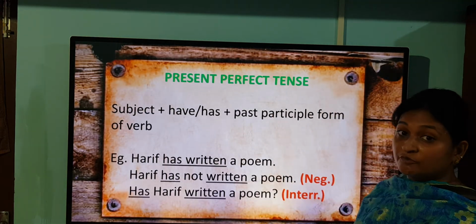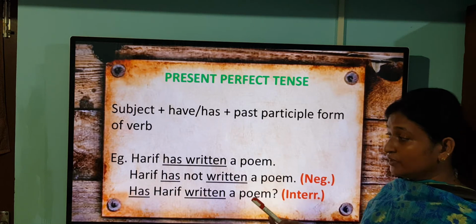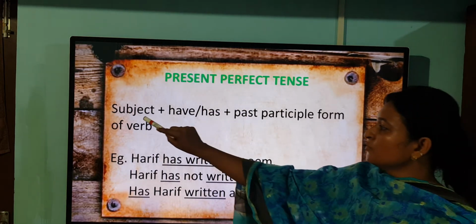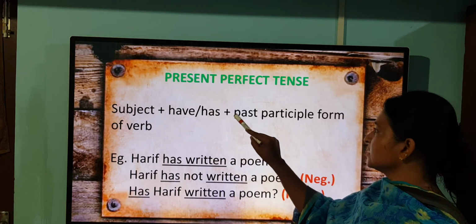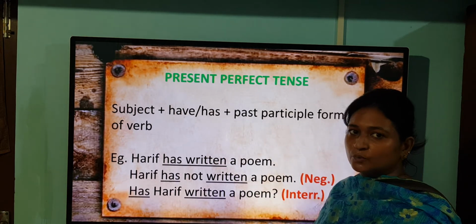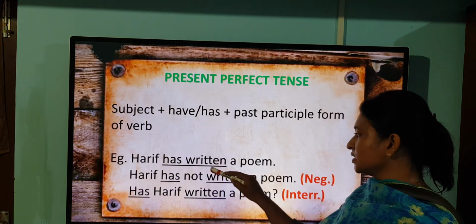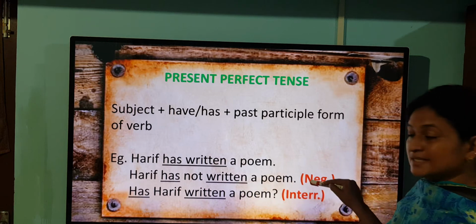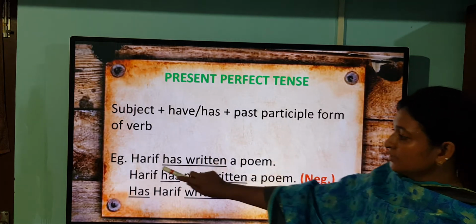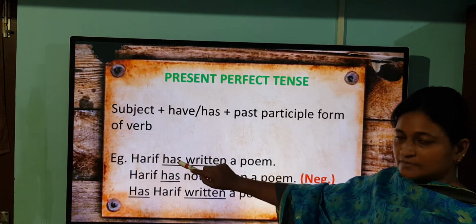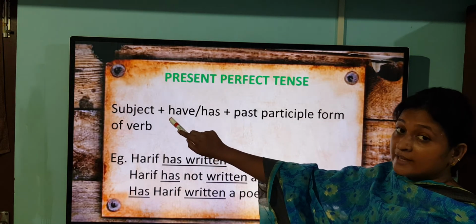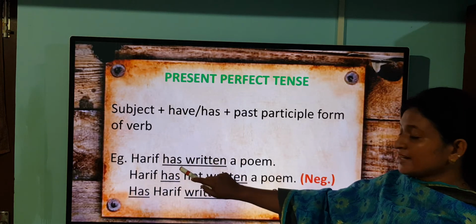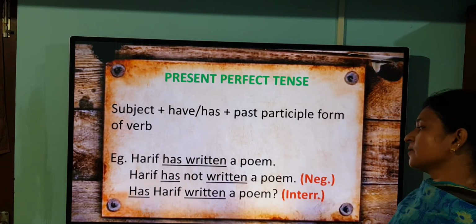Now, present perfect tense. This is another form of it. Present perfect. I told you, PP, past participle. So, what is the rule? Subject plus have or has plus past participle form of verb. Harif has written a poem. Harif has not written a poem is the negative form. Third person, you know, it is has. When it is plural and first and second person, you have to write have. This is third person, so we will be writing has. Has Harif written a poem?